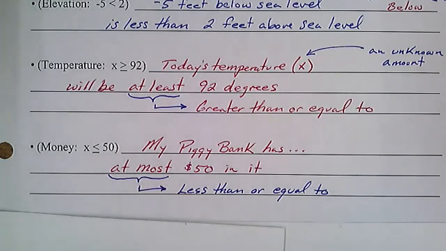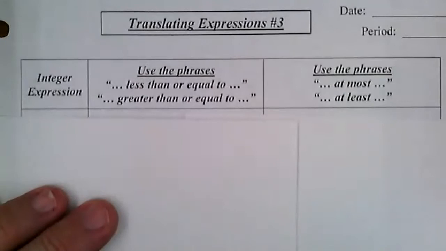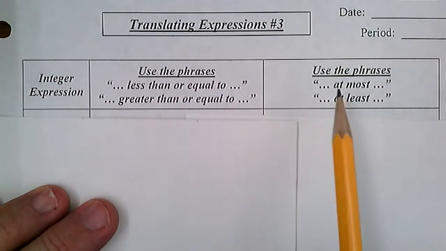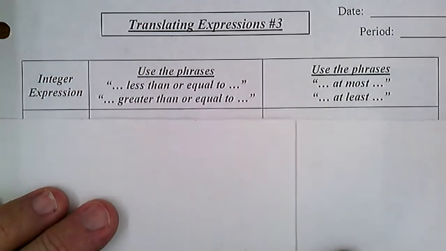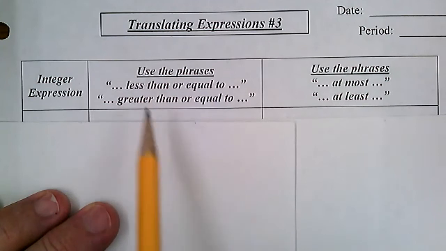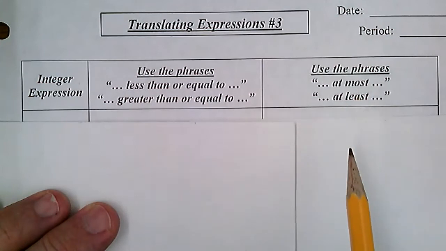Okay, so now your homework, I'm going to do an example for you. So filling out these notes is part of your homework, but now I'm going to go ahead and do a couple of these problems. And we're going to be working on using the phrases less than or equal to, greater than or equal to, the phrases at most, and the phrases at least, okay? So we've done worksheets like this before. You're going to get an expression. Then you need to pick which one of these is correct. Is it a less than or equal to or a greater than or equal to? And then you have to figure out which one's the right one over here.